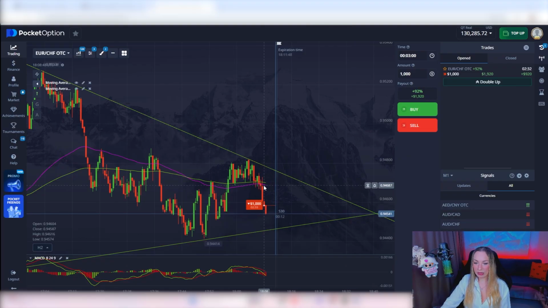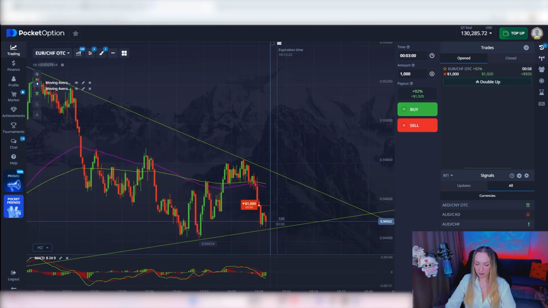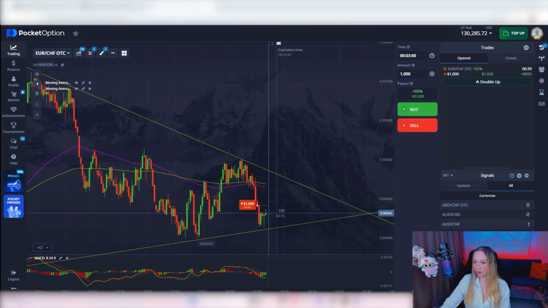I would prefer to open it like here. I was a little bit late, but that's fine. We have a little bit of risk, but I believe in myself and we're gonna make it. We're gonna make this trade profitable. Only 2 minutes left. Only 35 seconds left and I become super nervous because the price already touched the resistance line and now it tries to go up.